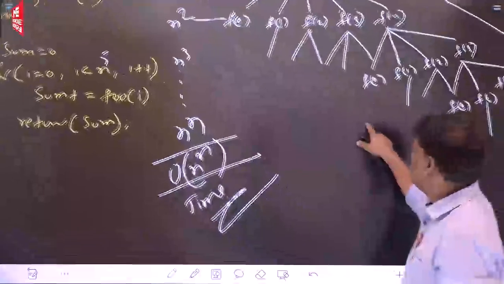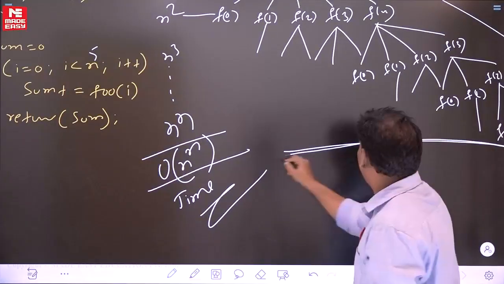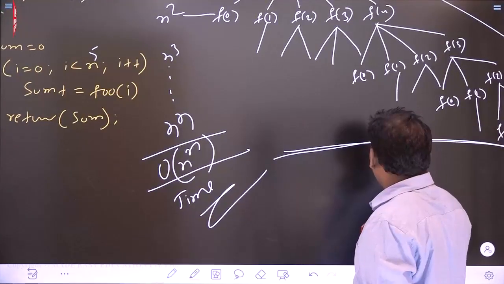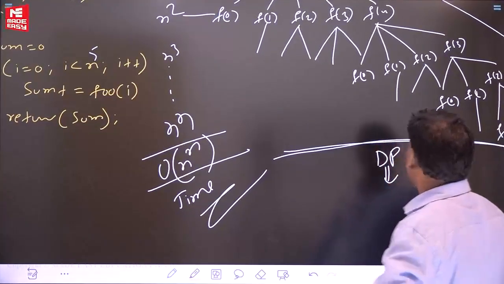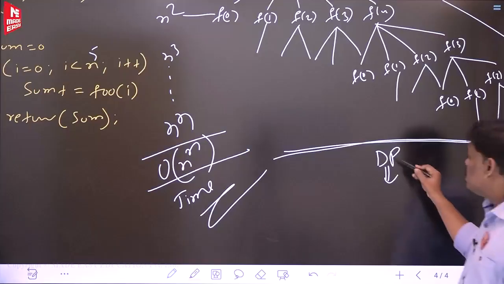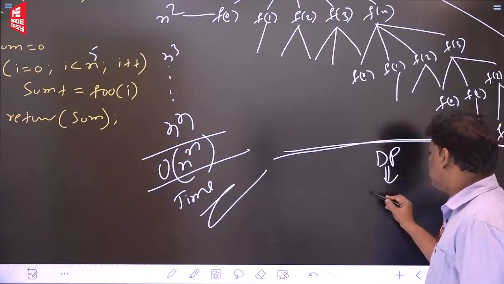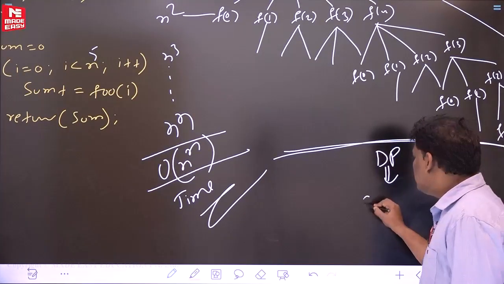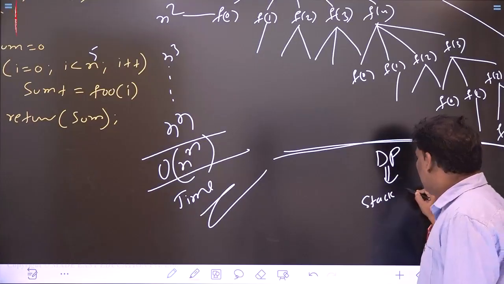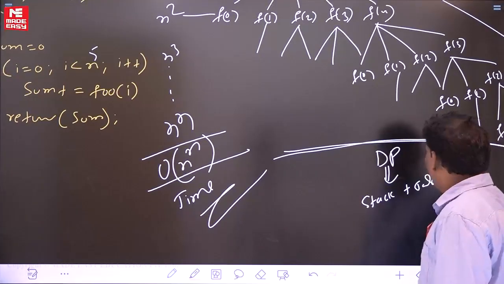Can you help me with one small one? Using dynamic programming, what is the answer? Let me check. Because you are using dynamic programming, 2 things will be there. What are those? Stack also and table also. Because of dynamic programming, a table is required.